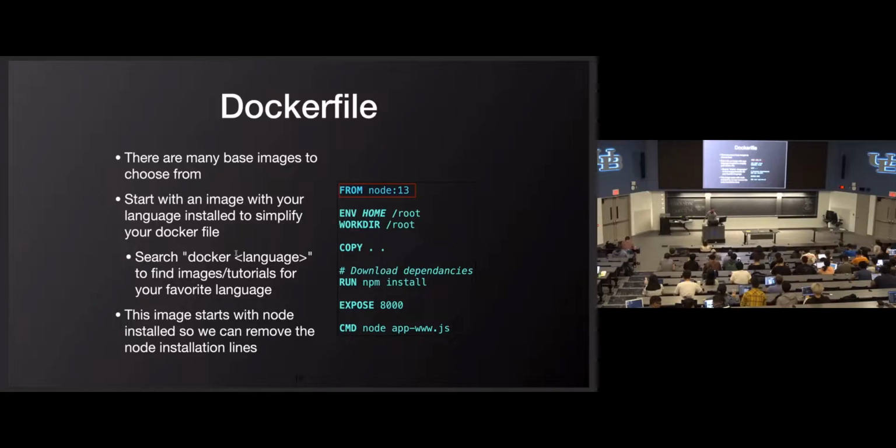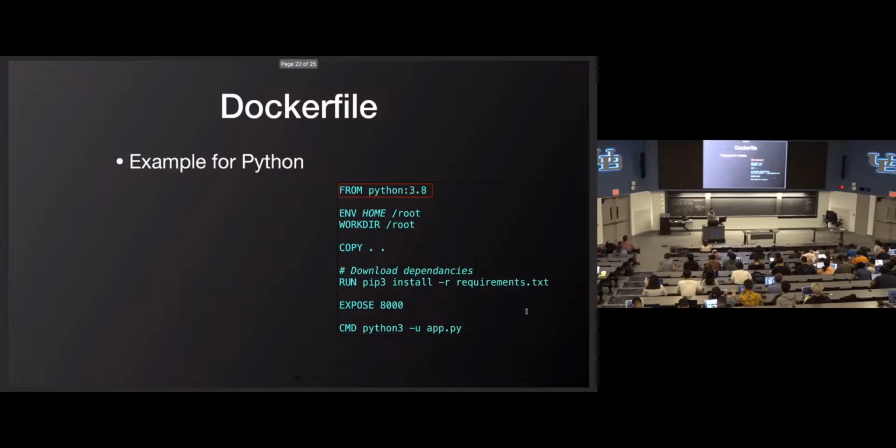So I recommend searching Docker and your language of choice. Find a Docker image with everything you need pre-installed on it, and then cut out some lines of this Dockerfile. I'm still going to leave the rest of this stuff. Obviously, you always have to copy your stuff. I'm still going to switch my stuff to root. I still have to run npm, but I don't have to install npm itself. Still expose and still run my app, but I cut out all those lines setting up Node.